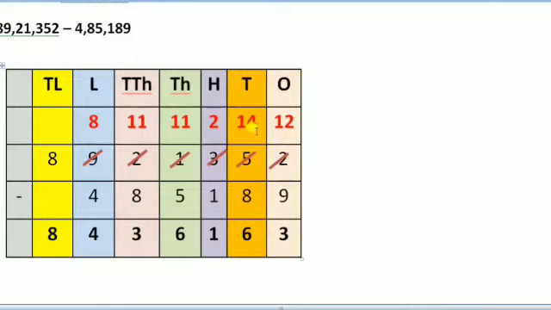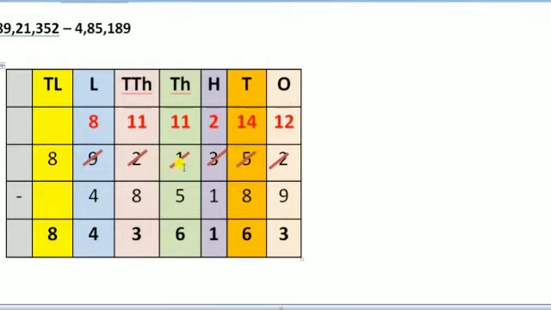Here 4 was left. From 4 we have to subtract 8. Not possible. So we ask the next column for lending one. Here 3 lends 1 to 4, so 4 becomes 14 and 3 becomes 2. From 14 we subtract 8, so 14 minus 8 is 6. We write 6 here. Next column, here it is 2. 2 minus 1 is possible, so it becomes 1.